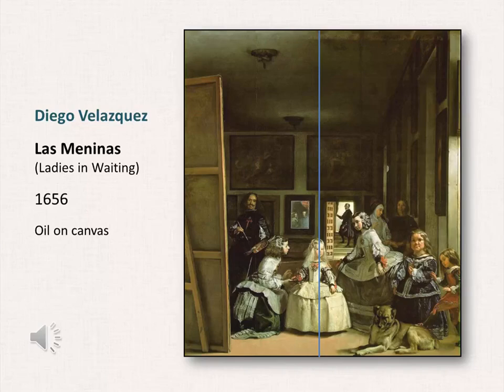As there is so much going on in the painting, it is unclear who the real subject is. However, the perspective indicates that it is the king and queen who are being painted by Velázquez. You can see their reflection in the mirror on the back wall. They have been instructed by the artist to focus upon the hand of the man in the doorway.